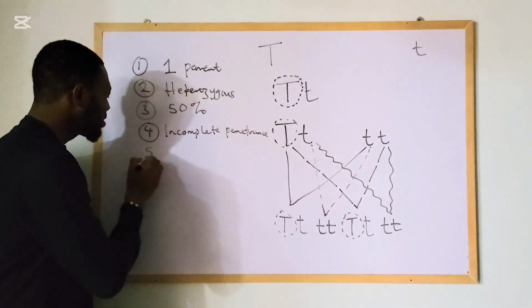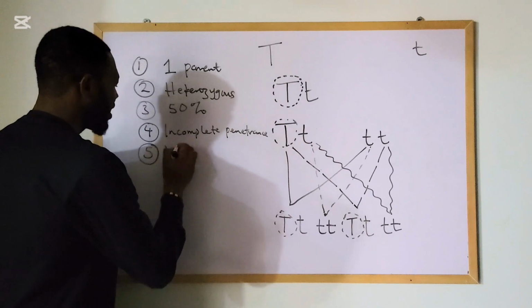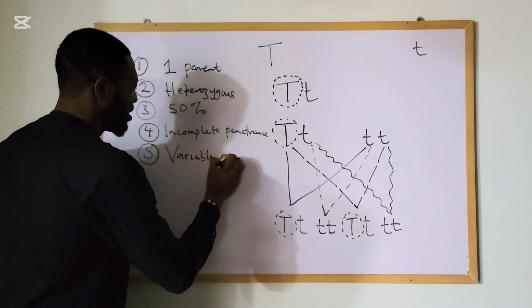Another characteristic of autosomal dominant disorders is that they have what we call variable expressivity. Variable expressivity. Okay.